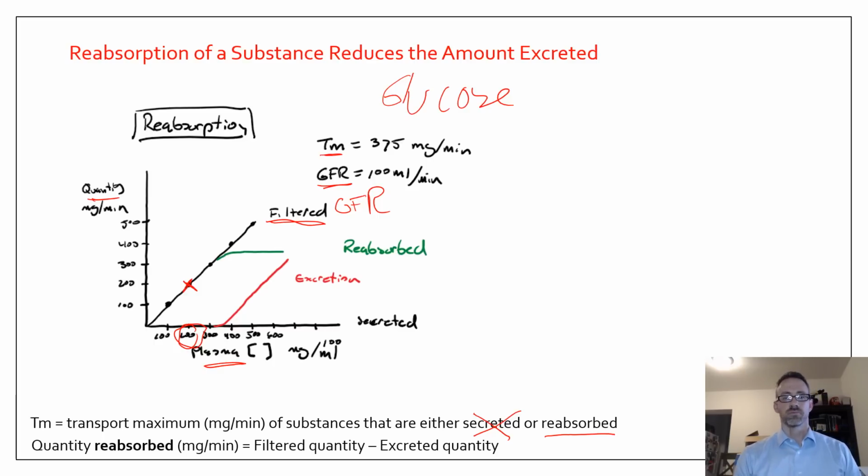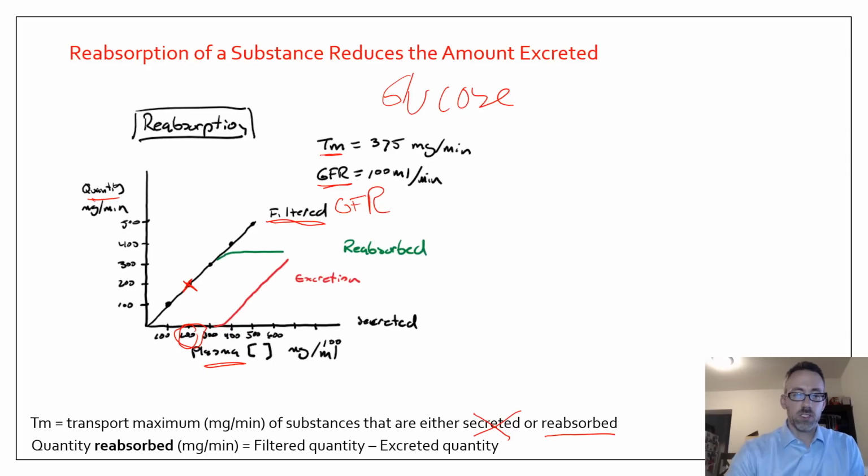This is well under. So at this point, how much am I excreting? Well, my excretion is 0 at this point because I'm reabsorbing all of it. I'm underneath the transport maximum, so I can easily move all that back out of the nephron and back into the blood.